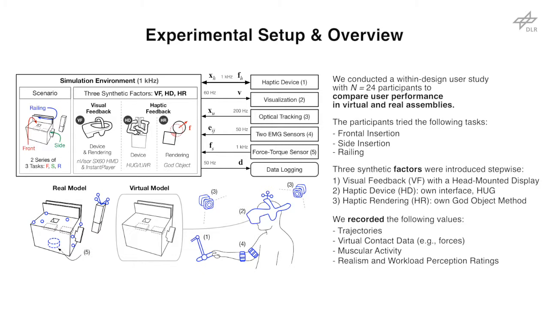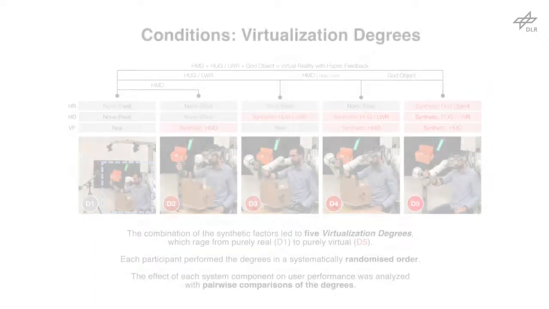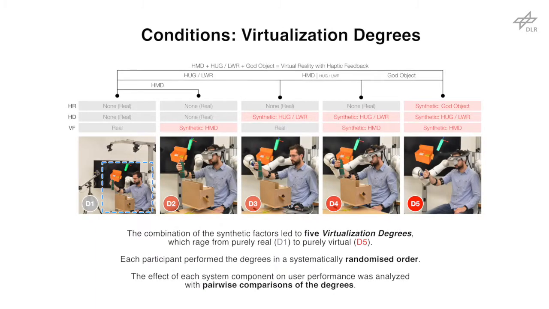Altogether, more than 10 objective and subjective variables were recorded using force sensors, optical tracking, EMG bracelets, and questionnaires. The combination of the 3 synthetic factors led to 5 virtualization degrees, ranging from purely real to purely virtual. The effects of each device or rendering method were analyzed with pairwise comparisons of the degrees.